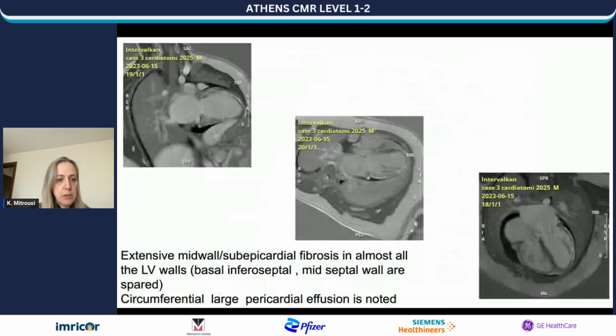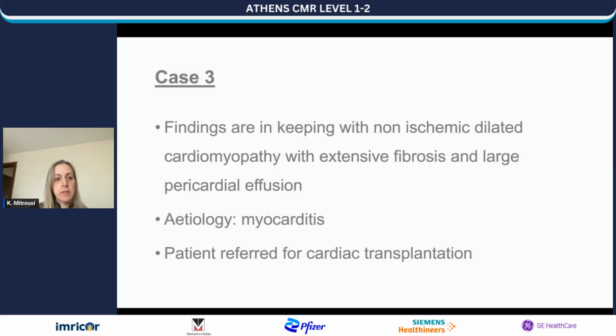After providing gadolinium, there is an extensive mid-wall and subepicardial fibrosis in almost all the LV walls. Circumferential large pericardial effusion, as we said before. So the findings here are in keeping with non-ischemic dilated cardiomyopathy with extensive fibrosis and large pericardial effusion. Most likely etiology is post-myocarditis. Our patient is referred for cardiac transplantation.